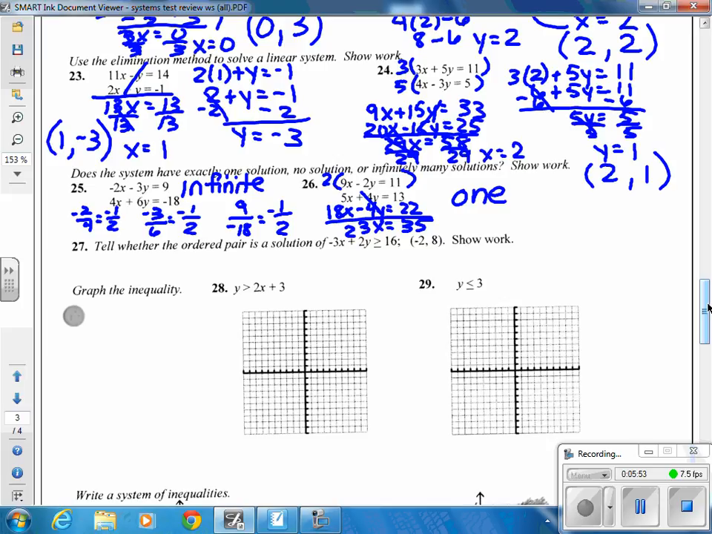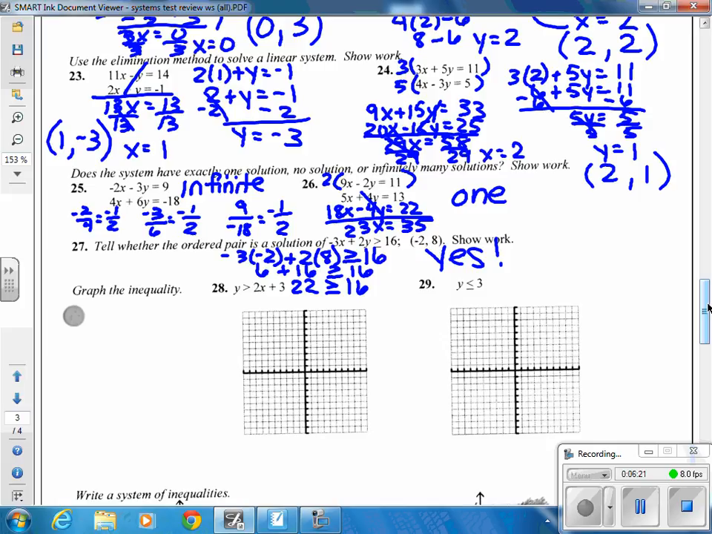For 27, tell whether the ordered pair is a solution. Right, so we're going to plug this in. So -3 times -2 plus 2 times 8 is greater or equal to 16. Do your multiplication first. This would be positive 6 plus 16 greater or equal to 16. 16 plus 6 is going to be 22. Is 22 greater or equal to 16? Yes, it is. This is a true statement. So we say yes, that ordered pair is going to be a solution.